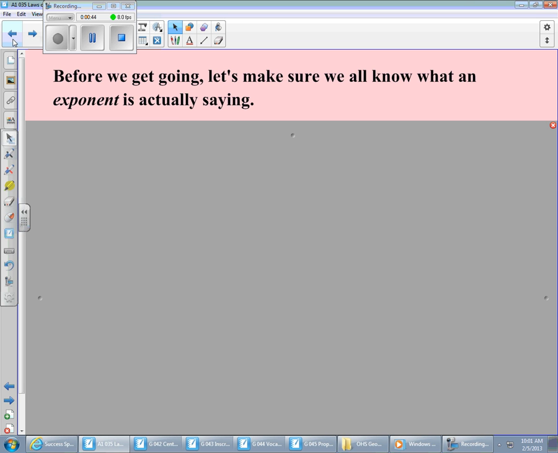Here we go. Okay, before we get going here, we're going to make sure that we understand exactly what it is that an exponent is, what it is that it's saying. What does it mean when they raise something to a power? Like if they say something is squared, x squared. What is it that they actually just said?